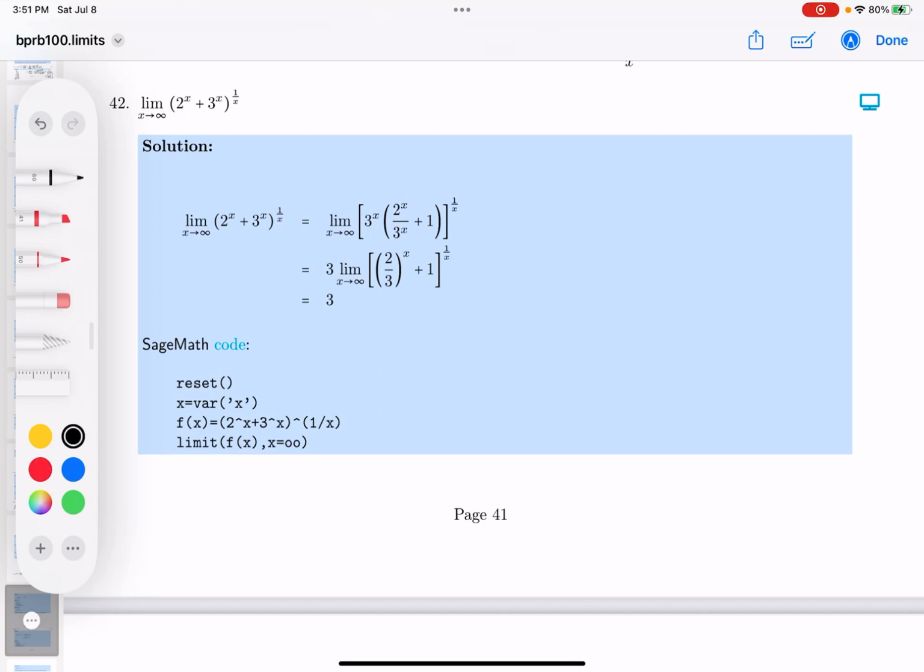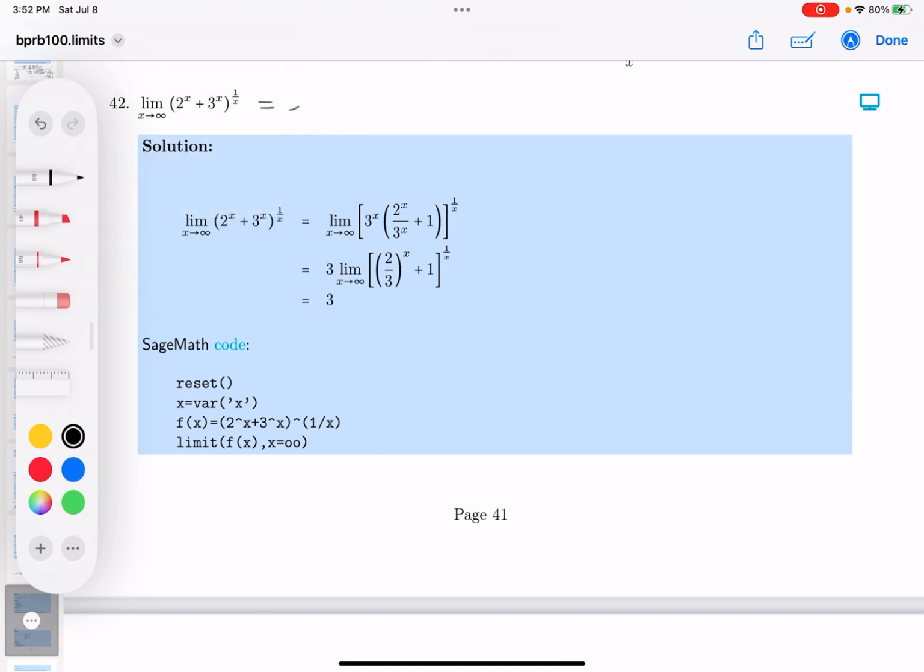Okay, so I'm seeing this kind of a tricky question over here, and the reason I'm saying that is when x goes to infinity, what do I get? I get infinity plus infinity inside, which is infinity, and then I get 1 divided by infinity, which is 0, so I get infinity to the 0. That's what's known as an indeterminate form. So I'm going to try to manipulate this thing to try to make sense out of it.